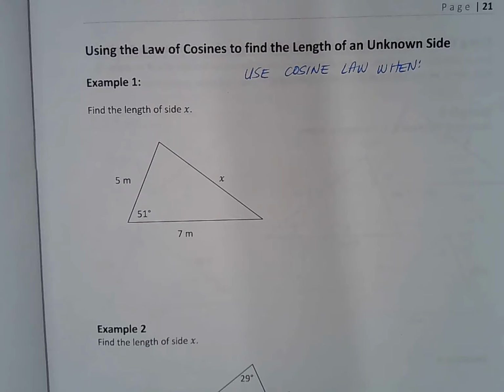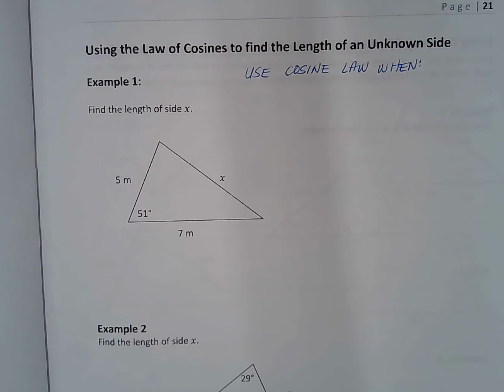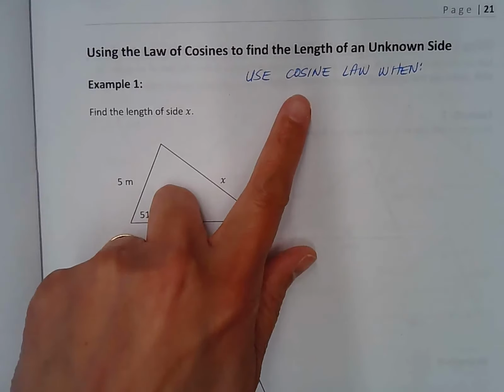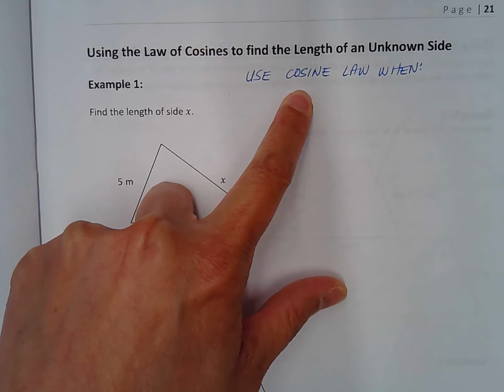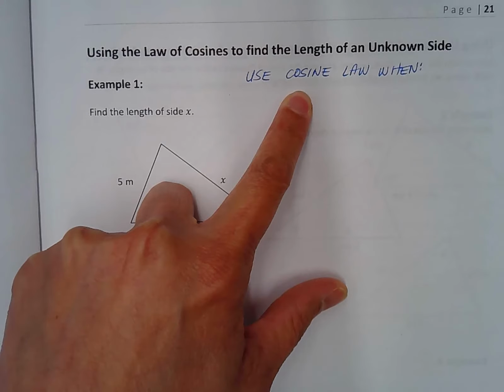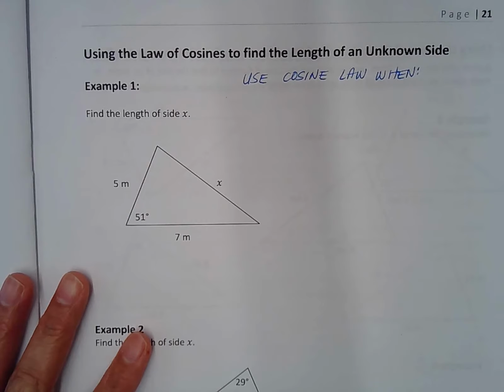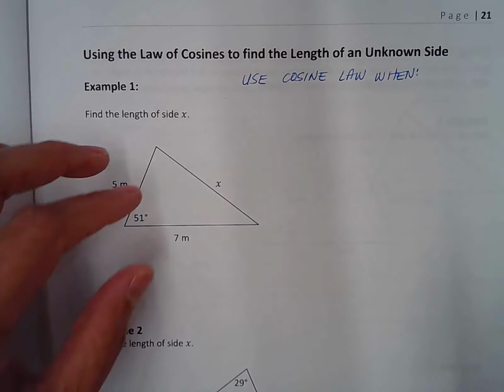Now you're gonna have so many formulas that the first thing we have to do is know when to use a formula. So when do we use a cosine law? Use cosine law when there's no matching side and angle. Okay? No matching side and angle.